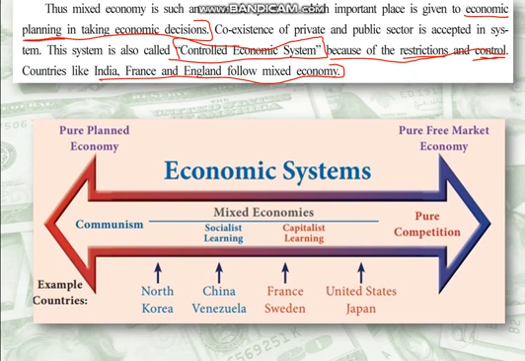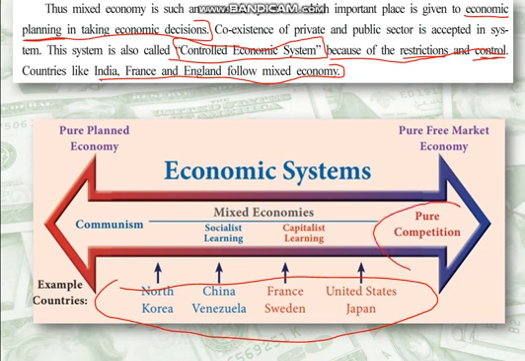Now you can see this particular chart, and here there are countries which have followed these systems. Here is the communist system, there is pure competition, or you can say the free market or the capitalist system, and the mixture of both here is the mixed economy system.